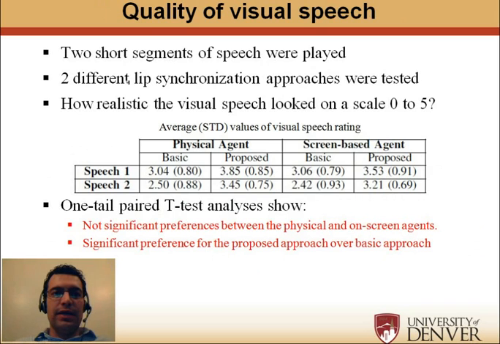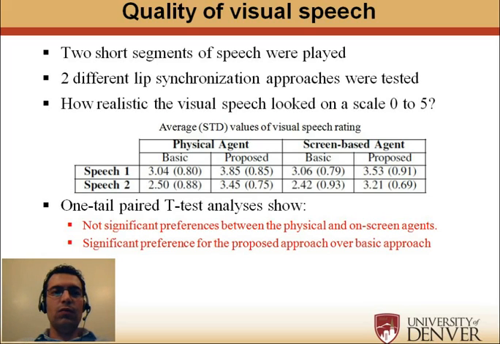In the second experiment, we evaluated the quality of visual speech and the difference between the physical agent and the screen-based agent. Two short segments of speech were played and 2 different lip synchronizations were tested: a basic one without kernel smoothing and an approach with kernel smoothing and forced lip closure. We asked participants to rate how realistic the visual speech looked on a scale of 0 to 5, and this table shows the average rating.